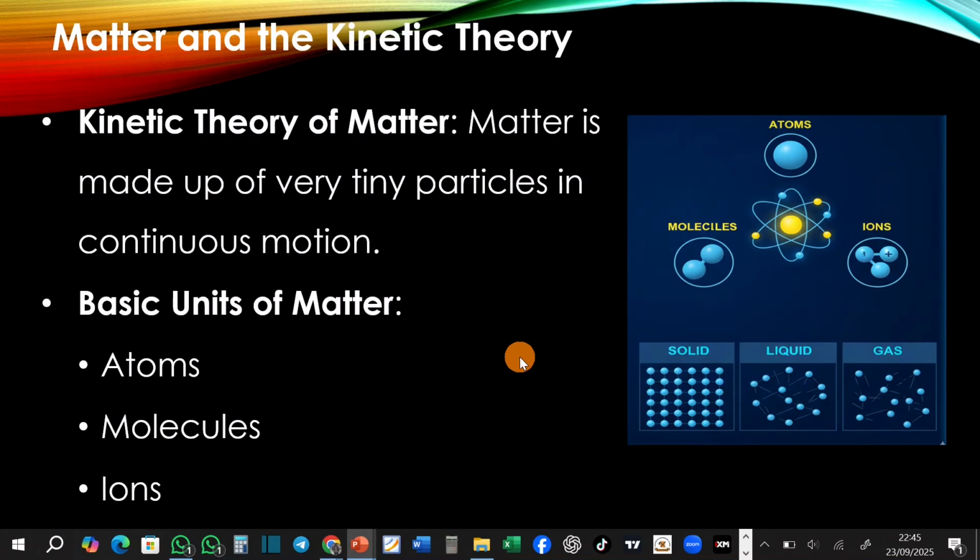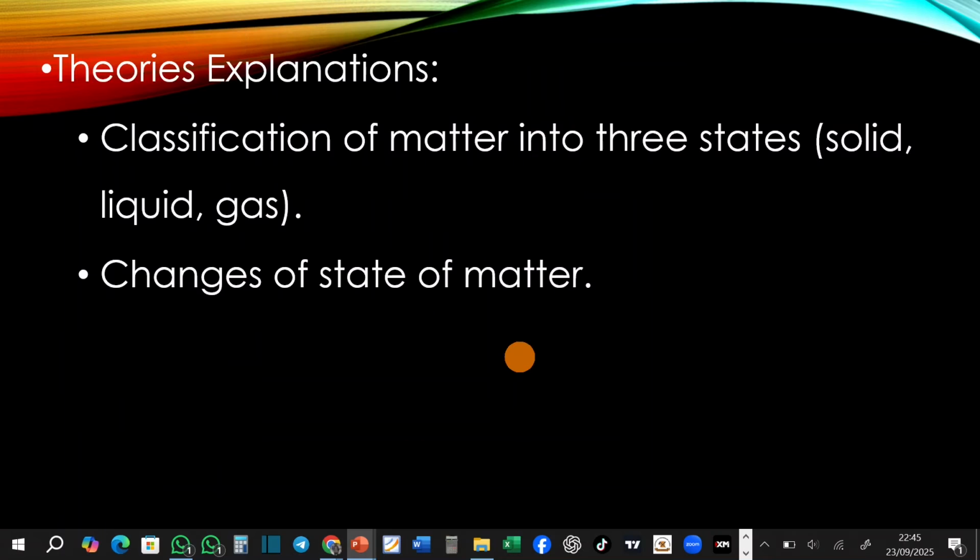These are the three states. So, the kinetic theory is helping us to understand what matter is made up of, as much as it is also helping us to explain classification of matter into three states. So, which are solid, liquid, and gas.